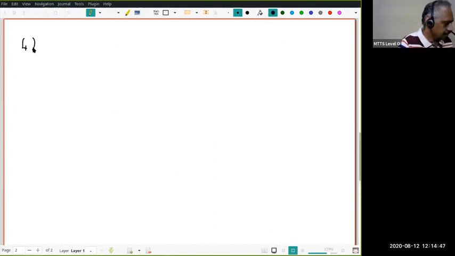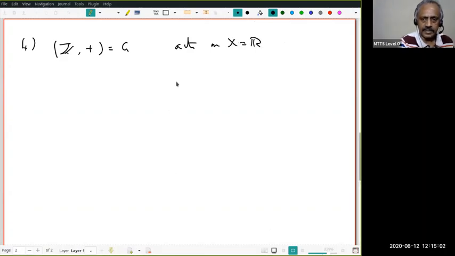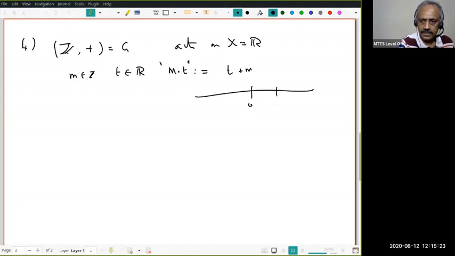Now let's look at a slightly more interesting example. Let the additive group Z, this is your group G, act on X equal to R. What is the action? You start with any m in Z and t in X, that is R, and m dot t, this is the action. Don't confuse this with multiplication. This is t plus m. That is, I am translating. This is my 0. This is t. If m is positive, then t plus m may be here. If m is negative, it may be here.